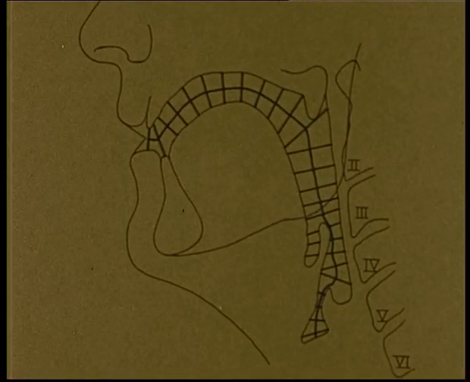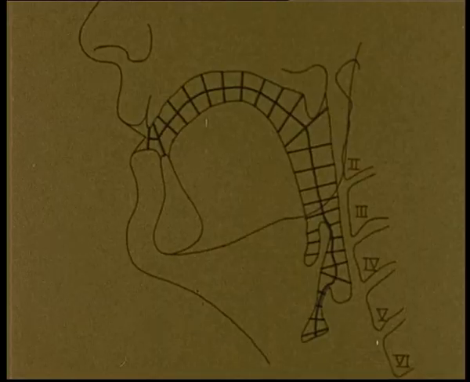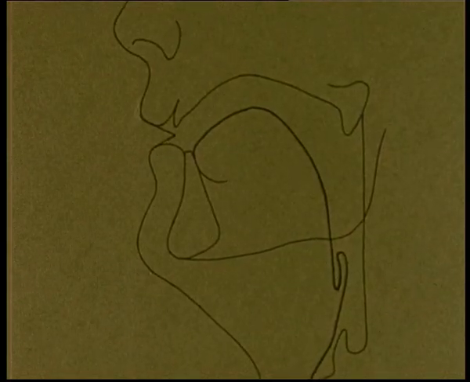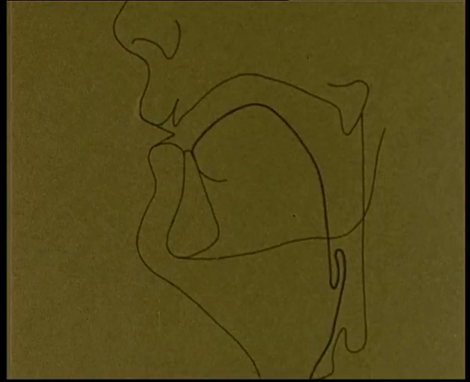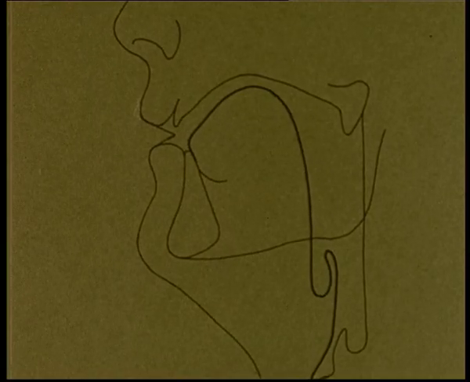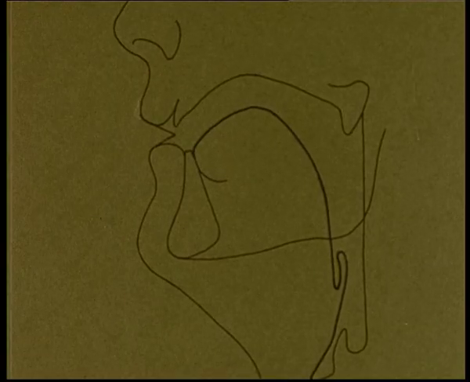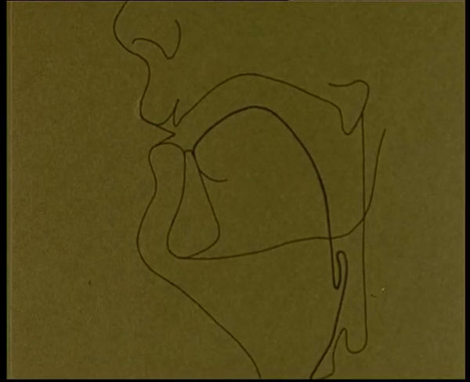Now let's listen to the acoustic results of the gestures just shown. Here is first the jaw movement. And the variation of the tongue shape. And the variation of the tongue position.